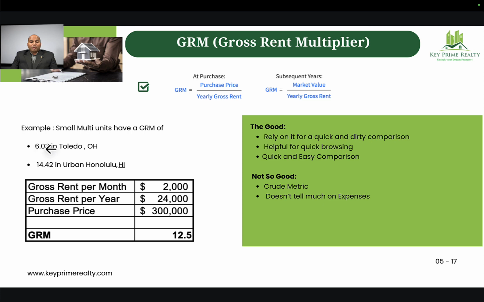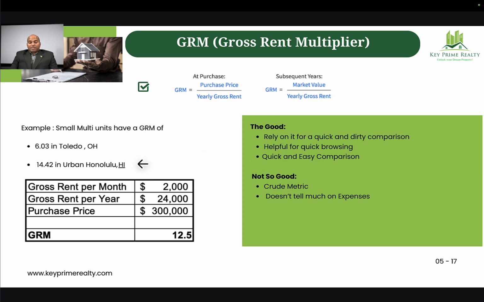If you want to compare some of the premium areas to some of the not so premium areas, Toledo, Ohio has a GRM of 6, whereas Honolulu has a GRM of 14.42. But if you're from a country like India, some of the cities there, I'm yet to see a city where the GRM is less than 14.42. That's how the mismatch between the prices and the rents are. The rents are so low and the prices are so high.